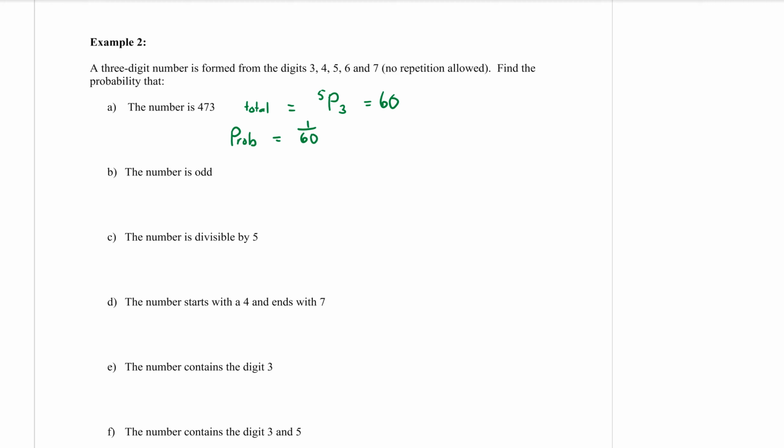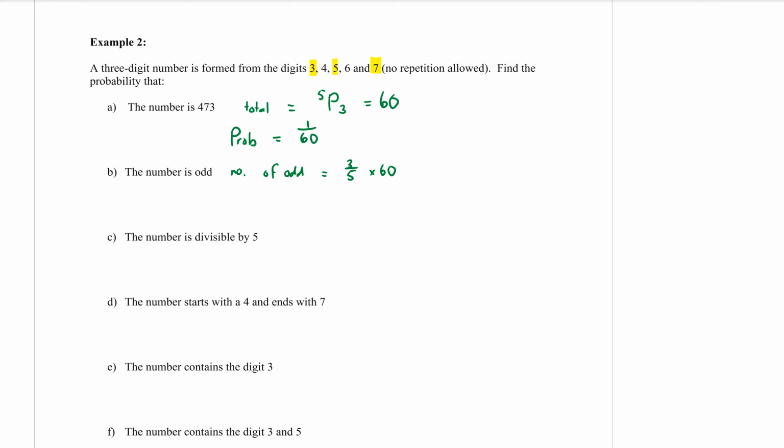Part B. Find the probability that the number is odd. It has to end in the three, the five, or the seven. That's right. 3/5. So the number of odd is going to be 3/5, because three of them are odd, times by that 60.